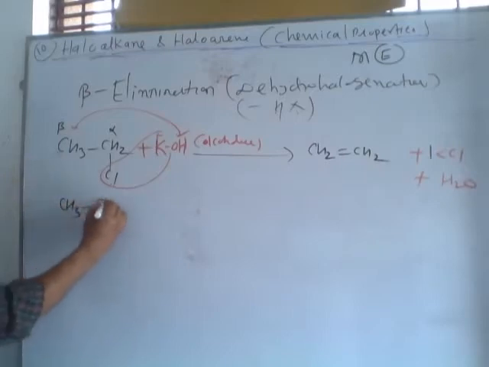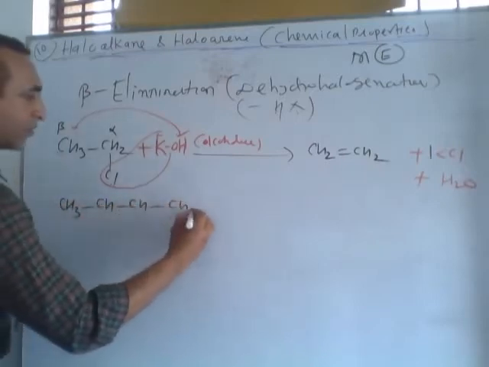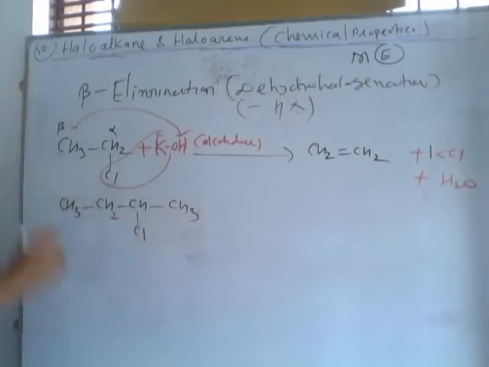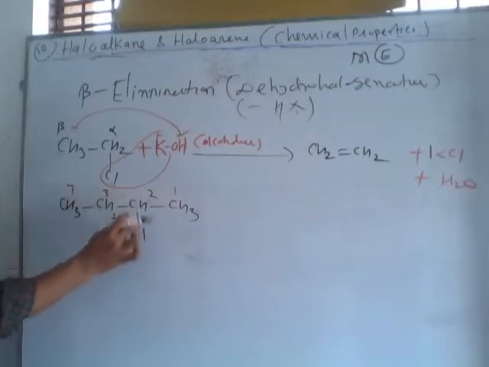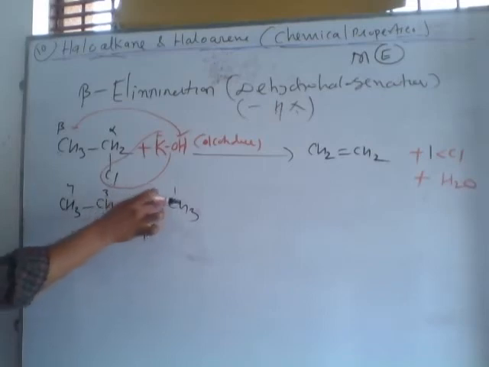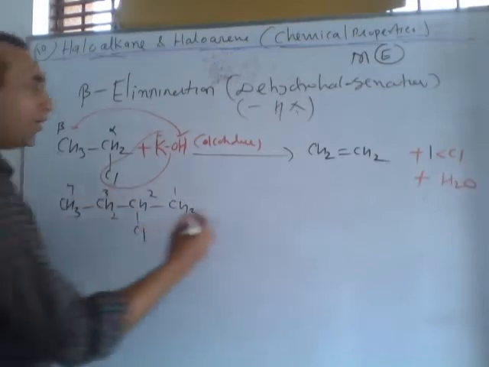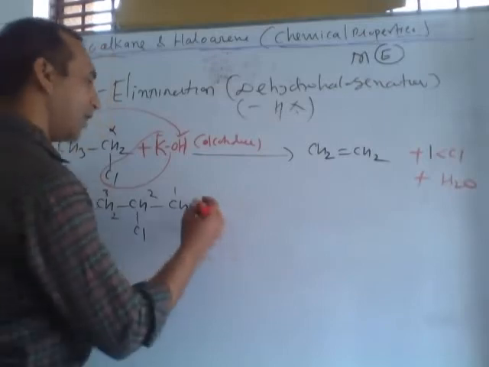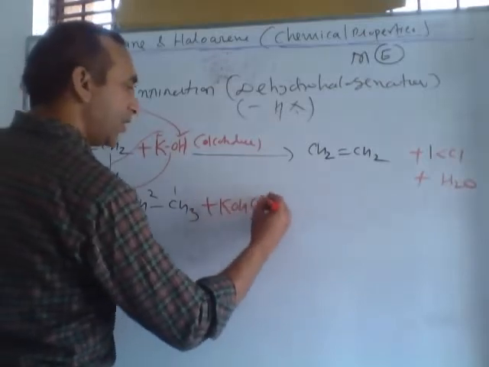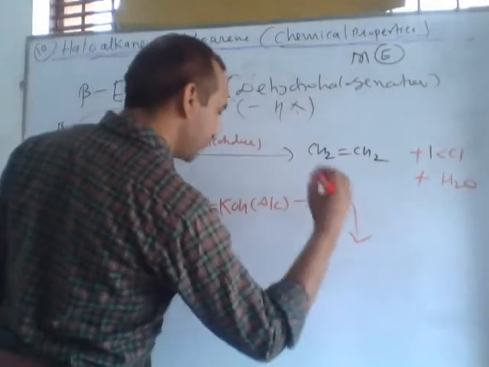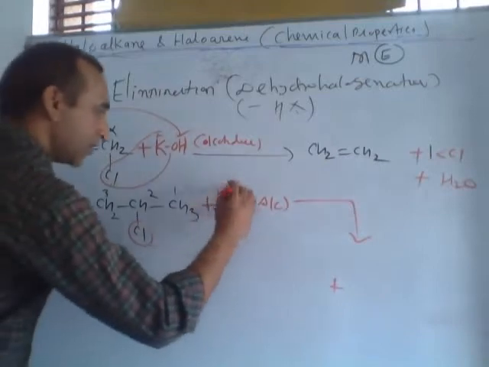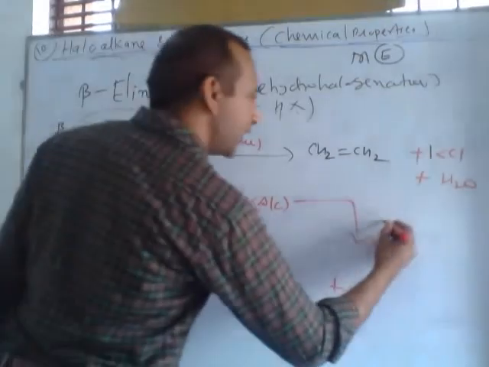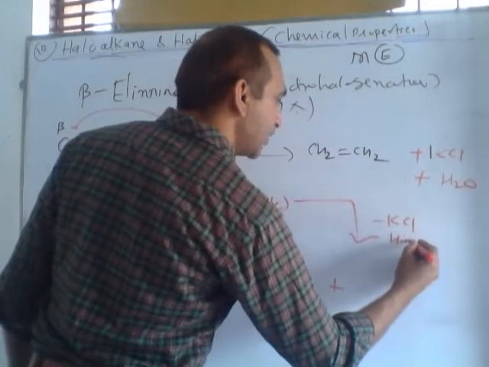Example, suppose the name of this compound, this is 1, 2, 3, 4. This is 2-chlorobutane. Otherwise, we can say it is isobutyl chloride. If it reacts with KOH in alcoholic medium, then this K combines with Cl to form KCl along with HOH.